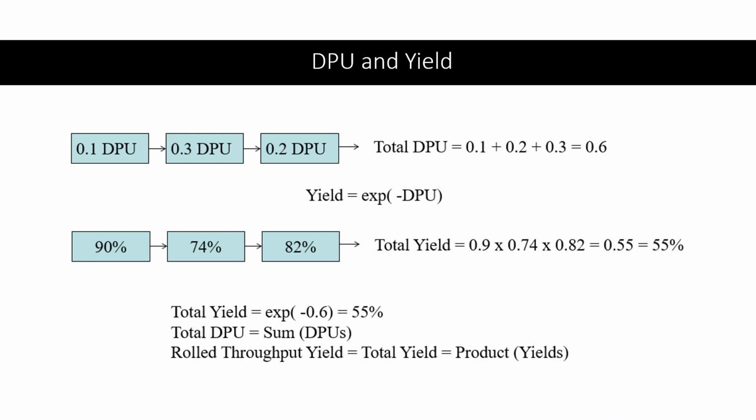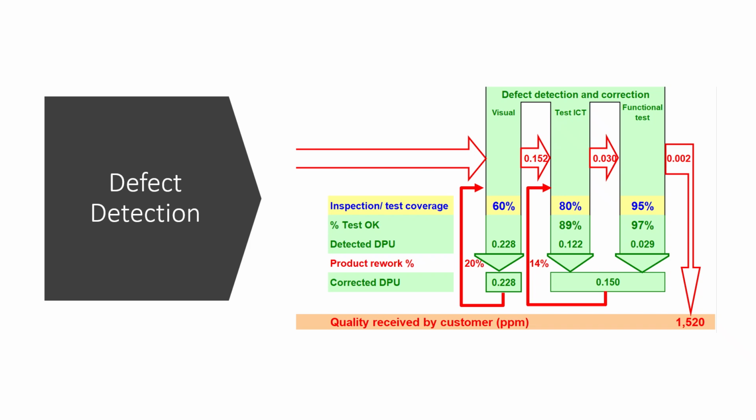Total DPU is therefore the sum of DPUs, while the total yield is the product of yields. Control points, visual inspections and tests, are defined in the control plan for each of the product types. In this example, we have several visual inspections, one ICT and one functional test, performed in this order.